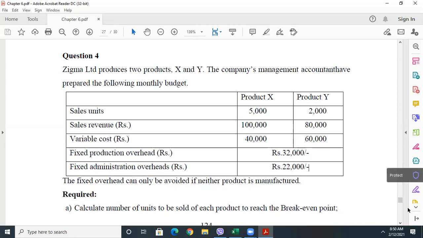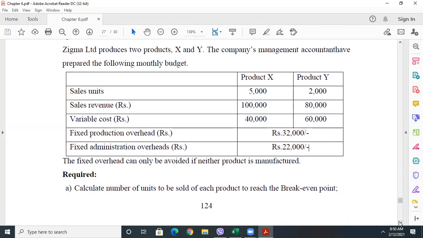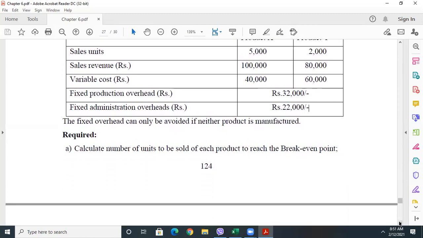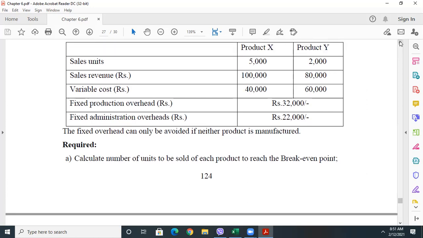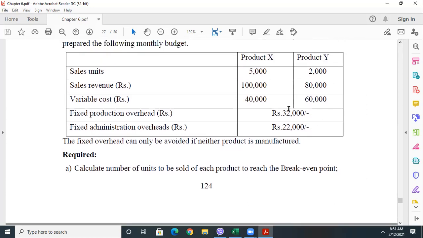Right? Okay. Requirement: calculate the number of units to be sold of each product to reach the break even. You've been asked, this is a multi-product scenario. What is the number of units that has to be sold from each of the products to reach the break even?